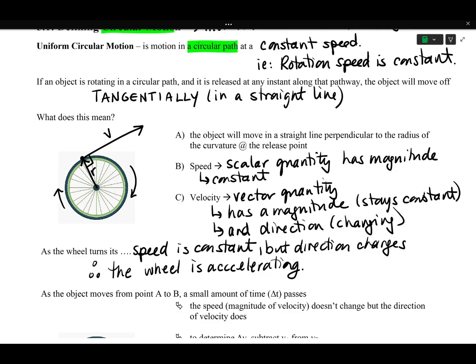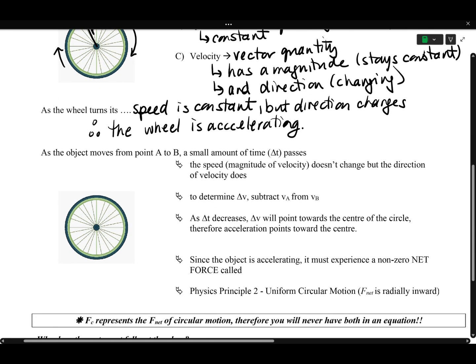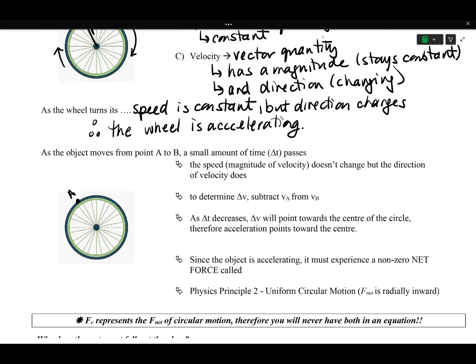So if we wanted to look at the change in velocity over time, we could pick 2 points on our wheel. So I could stick with my first point, and I could call that A, and this would now be the velocity of A. I could pick a second point along the wheel, and I could call this point B, and then my tangential velocity would be moving in that direction. Sorry, that should be a B. The magnitude of those two velocities are the same, but now the direction is different.